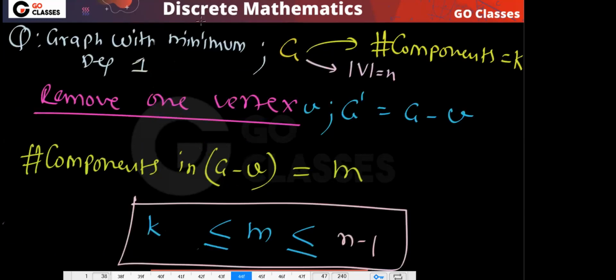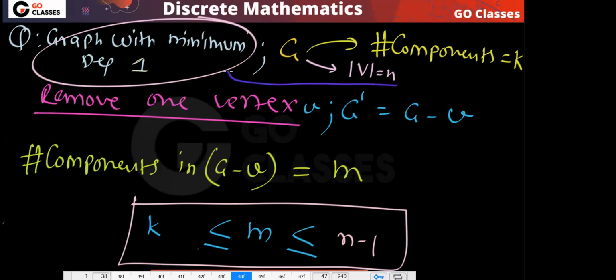Nikhil, if minimum degree is 1, it means no isolated vertex. Minimum degree is 1, what does it mean? It means there is no isolated vertex. You don't have any isolated vertex. It simply means there is no isolated vertex.